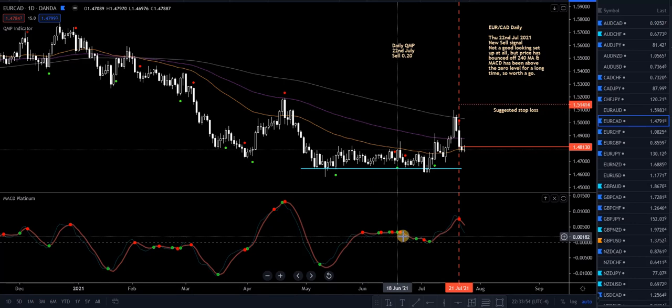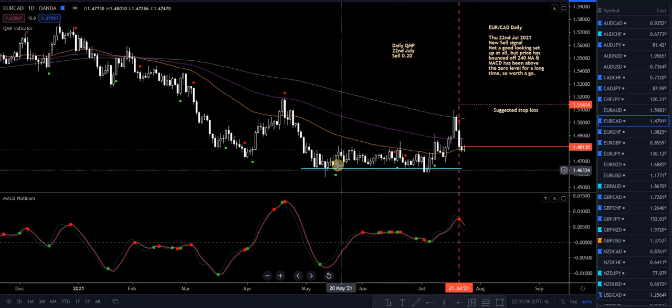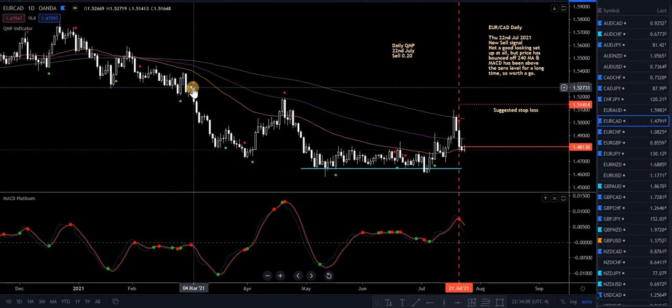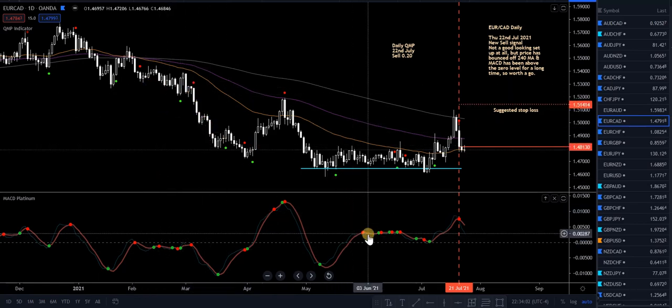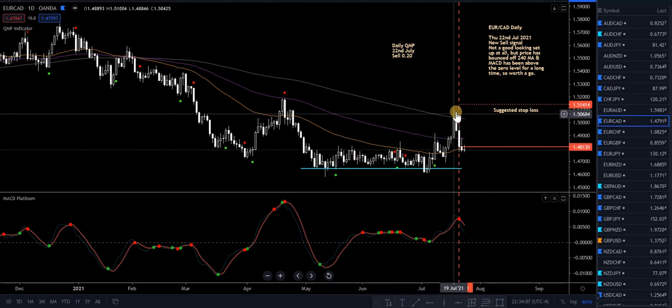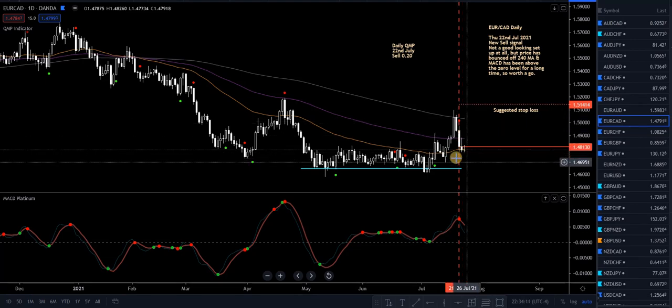Look at all these different coloured dots here. This is all the crosses sideways. You see, same here over here. It's like a sideways action. Same in here. And you can see the big base forming. Price eventually broke up, got up to the 240, and it's rolled over, taking a sell trade.